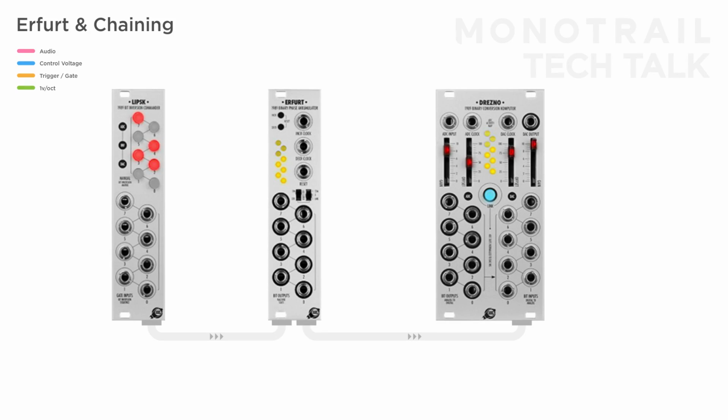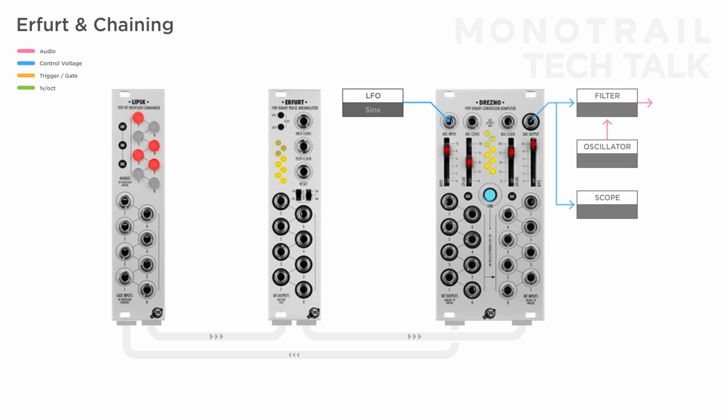In this setup, the analog to digital side of Drezno is also connected to the input of Lipsk. With Lipsk turned off and no signals to Erfurt, the input on Drezno will pass through the chain and come out of Drezno unchanged. In this example, a sine wave LFO is patched to the input of the setup, and the output to a filter and oscilloscope.